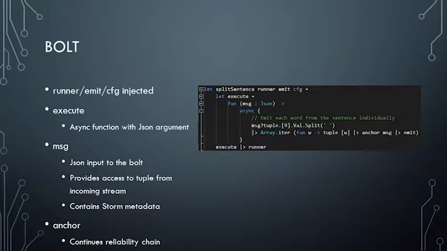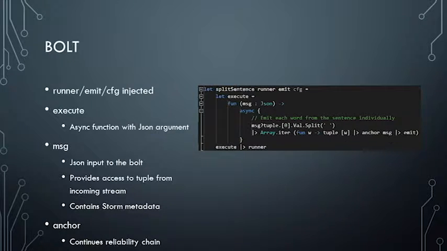We also see anchor here. So anchor, again, it's just extending the chain of reliability down the stream line. So it's basically saying that the previous component isn't going to acknowledge until we receive an acknowledgement.